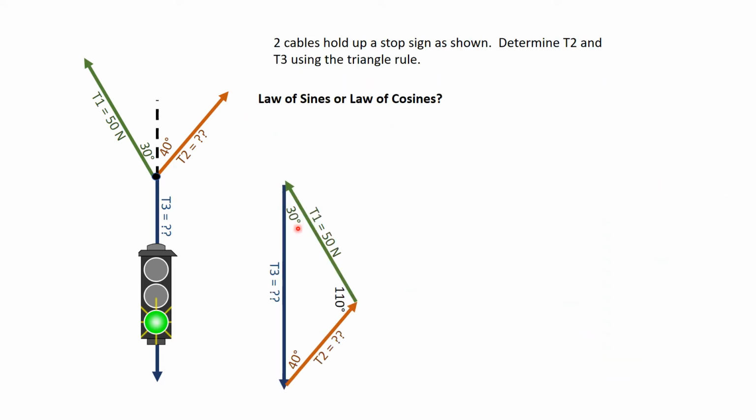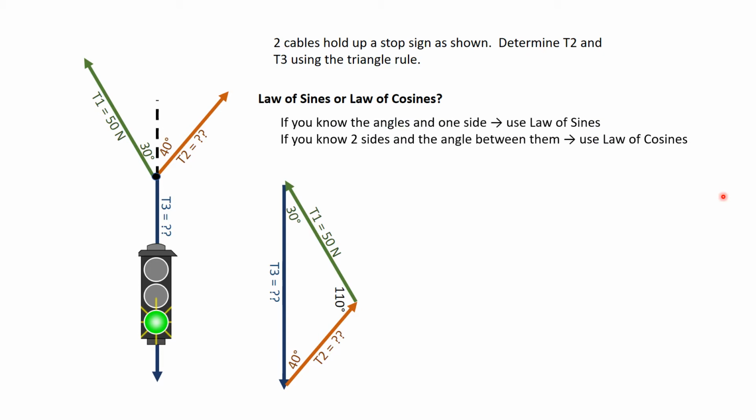Okay, what if you know all of the angles in a problem, but you only know the length of one side? What would you do to solve for the lengths of the other sides? Do you remember law of sines, law of cosines? Which one would you use, the law of sines or the law of cosines? So here you go. If you know all the angles and one side, which is what this is, that's going to be the law of sines.